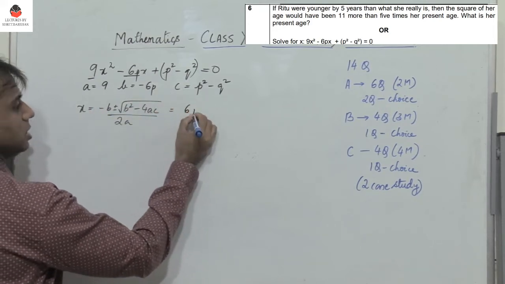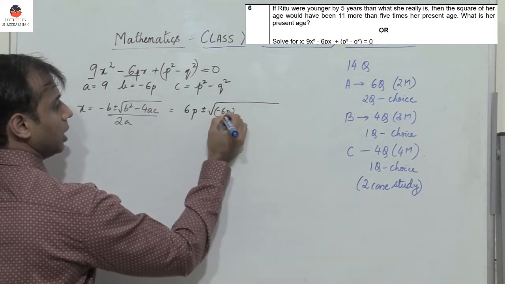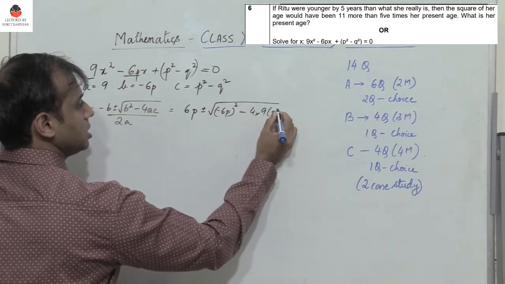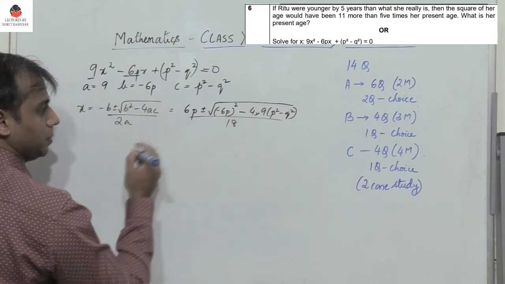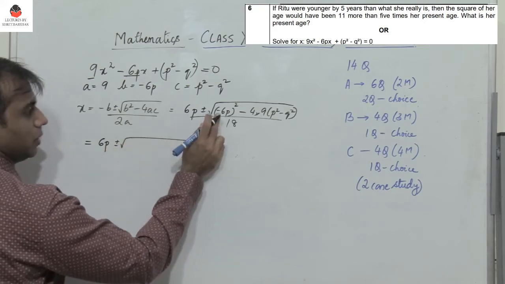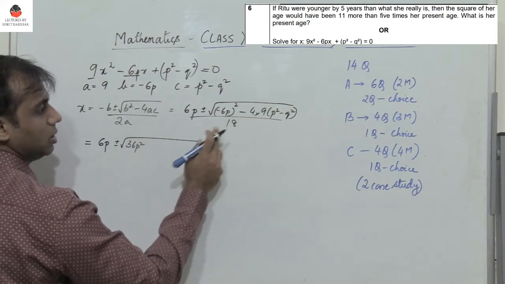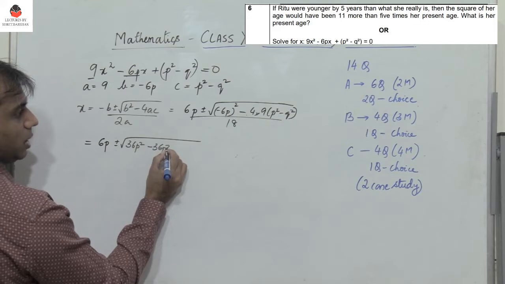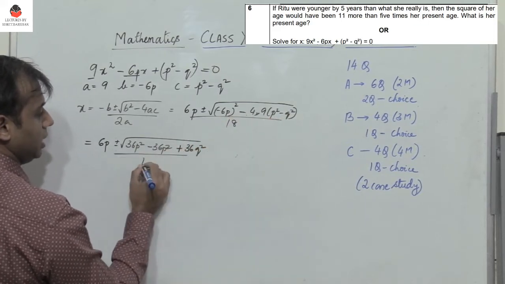Minus of minus 6p is 6p plus or minus root of minus 6p the whole square minus 4 into a is 9 into c is p square minus q square divided by 2a. 2 into 9 is 18. So therefore we get 6p plus or minus root of minus 6p whole square is 36p square. 9 into 4 is 36. So this is 36 into p square, that's minus 36 into p square. Minus into minus will be plus 36q square divided by 18.